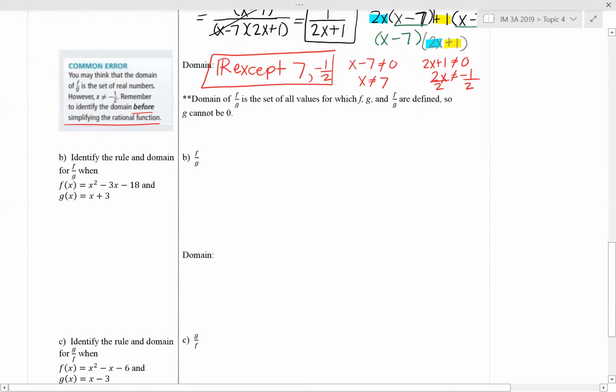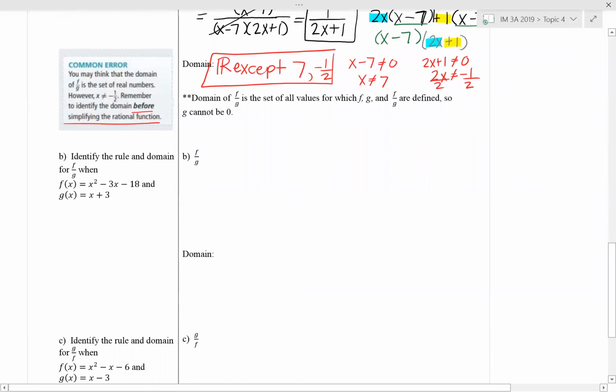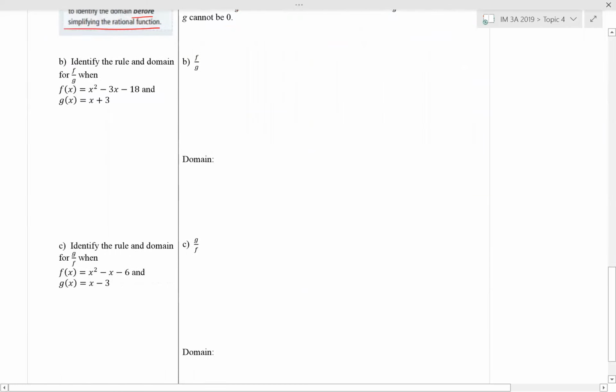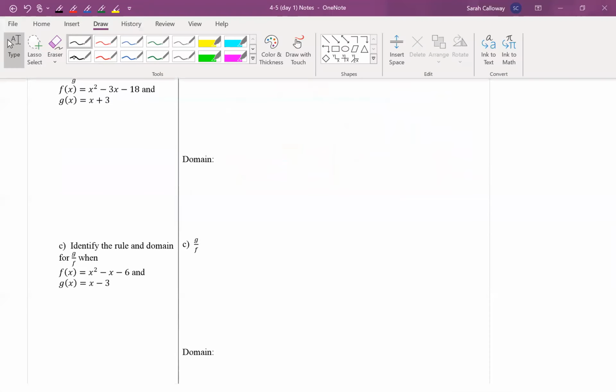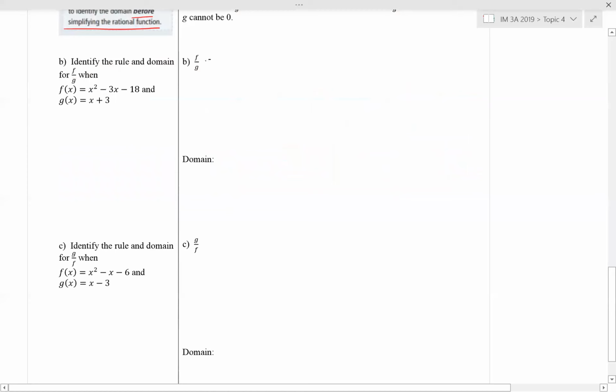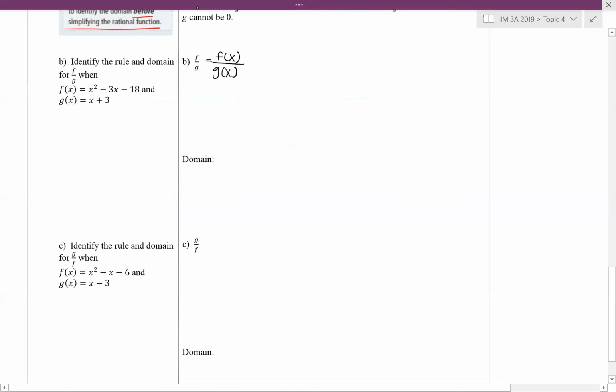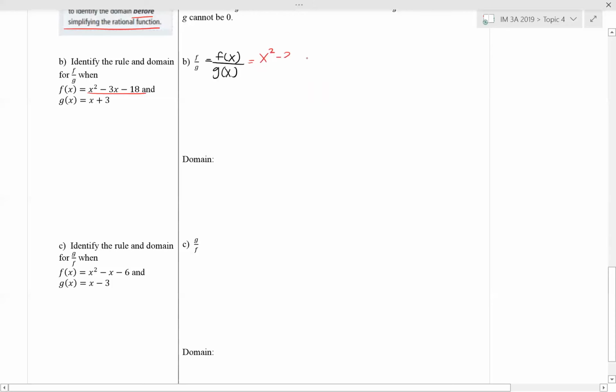So we'll see different factoring techniques and practice in that way, but the setup is all the same. For part B, we have f over g, and so we're going to write f of x divided by g of x. In this problem, f of x is x squared minus 3x minus 18, and g of x is x plus 3, so that's going to be over x plus 3.